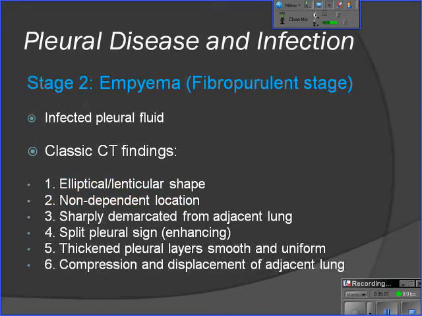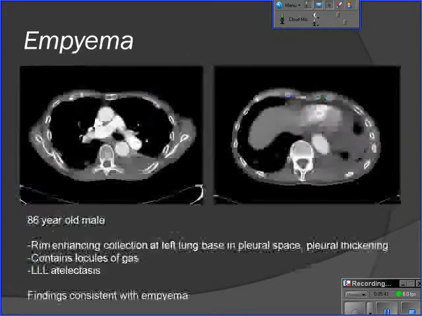Some of the classic CT findings of empyema include a pleural collection that has an elliptical shape in a non-dependent location. It's usually sharply demarcated from the adjacent lung. You can see again that split pleural sign, where you have pleural thickening and enhancement. The thickening tends to be smooth and uniform, and there's usually displacement of the adjacent lung versus destruction.